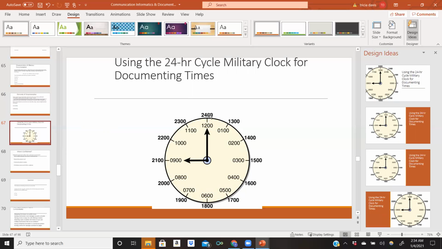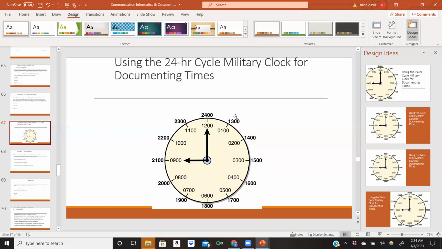That means midnight, 0000. And then it starts from there. So 1 o'clock in the morning would be 0100. 2 o'clock in the morning would be 0200, and so on. You do 3 o'clock, 4 o'clock, 5 o'clock, 6, 7, 8, 9, 10, 11, and then 12, okay?